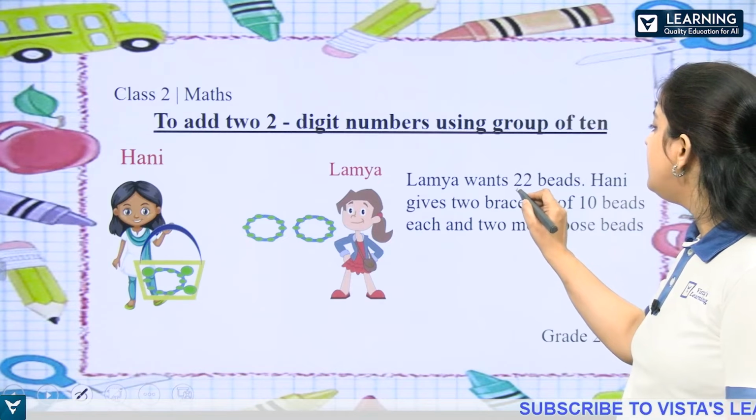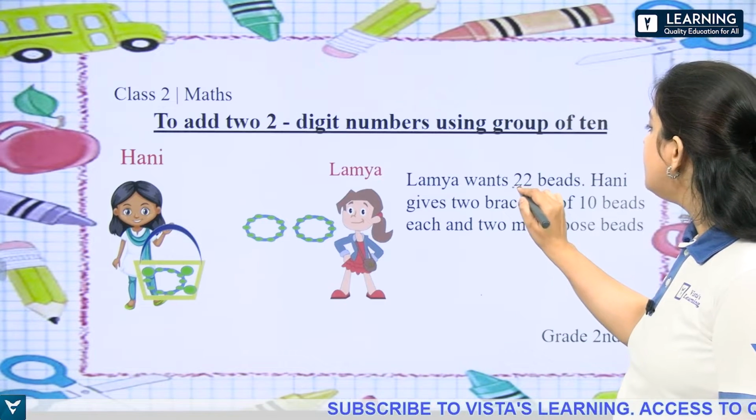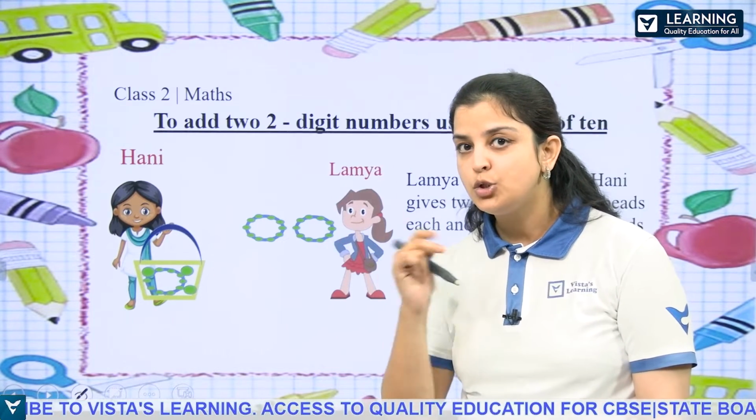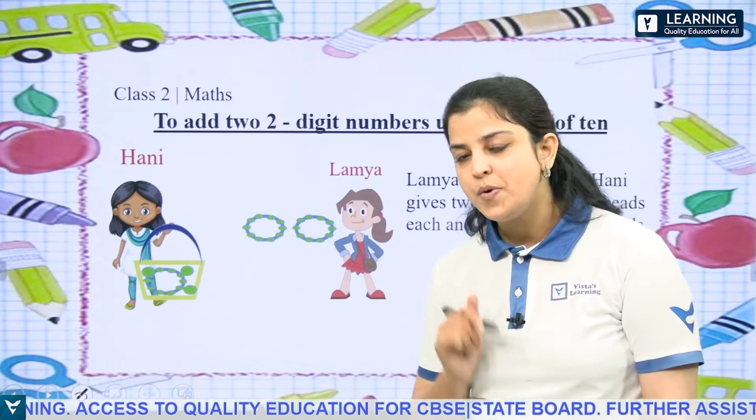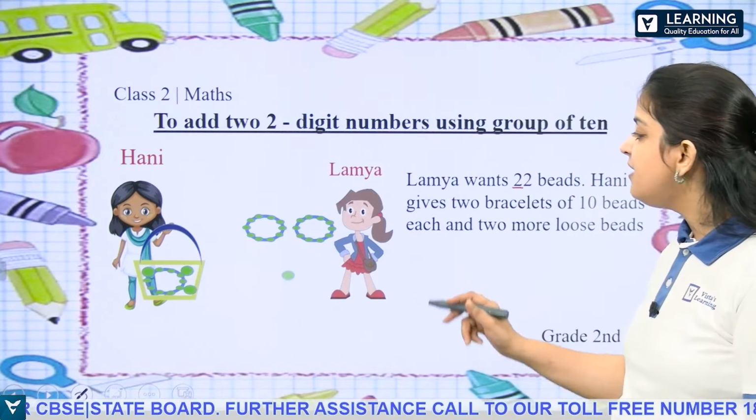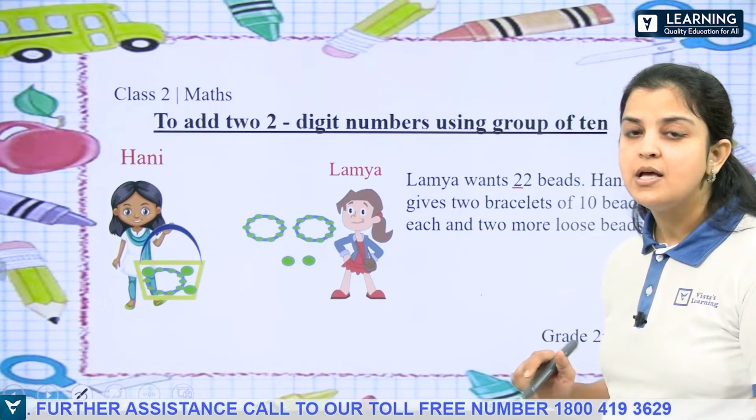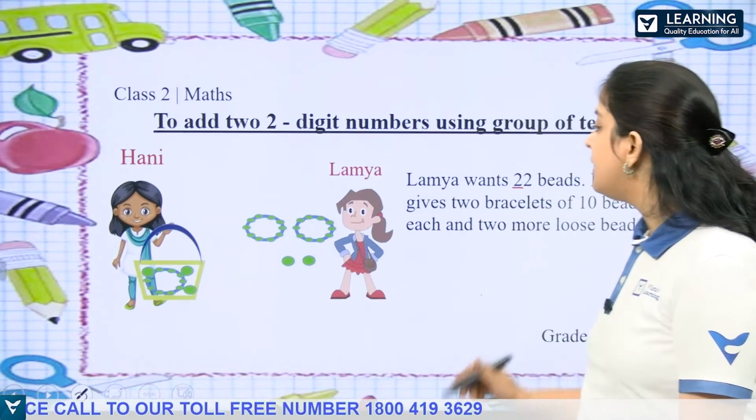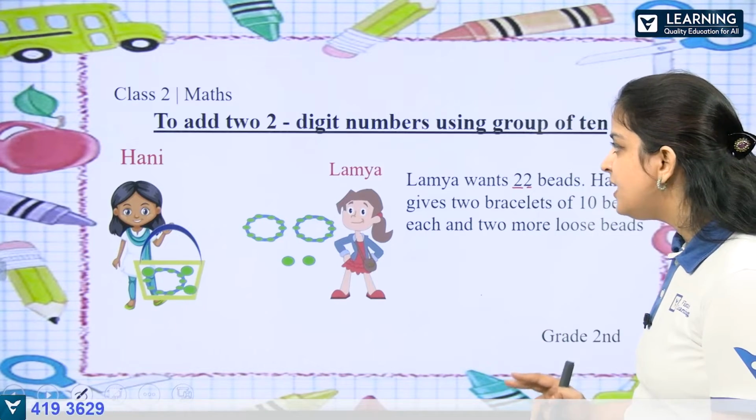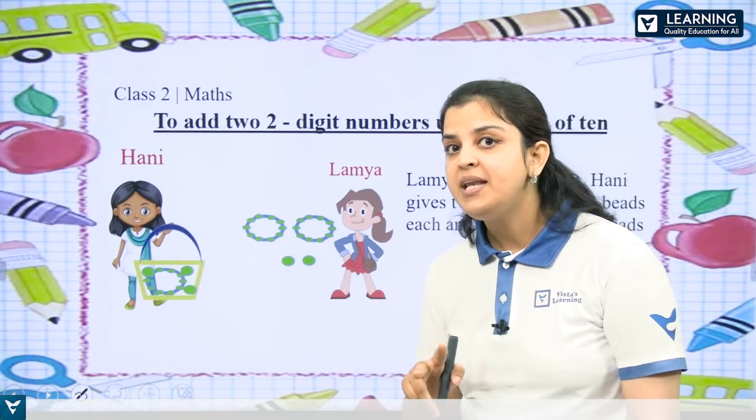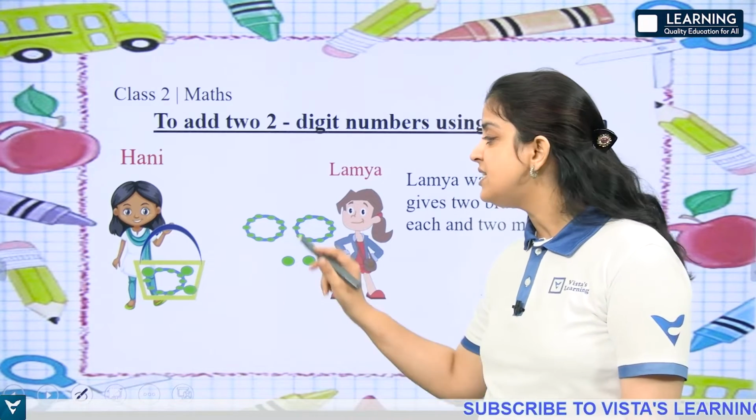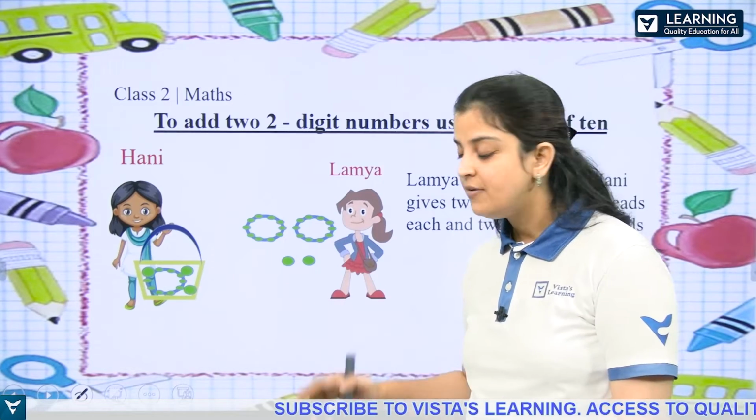Because in the number 22, 2 is in the tens place. Right? If 2 is in the tens place, that means 2 tens. 2 tens means 20. And she even gives 2 loose beads. Why does she give 2 more loose beads? Because in the ones place, it is 2. So Honey gives 2 bracelets of 10 beads each and 2 more loose beads. So in total, she is giving her 22 beads. Right, children?